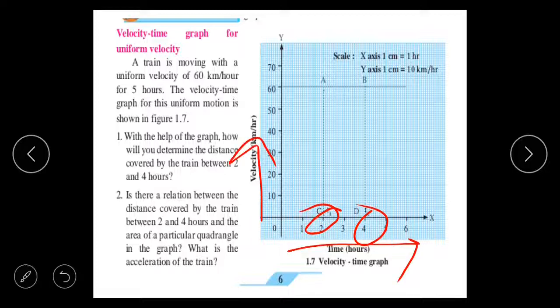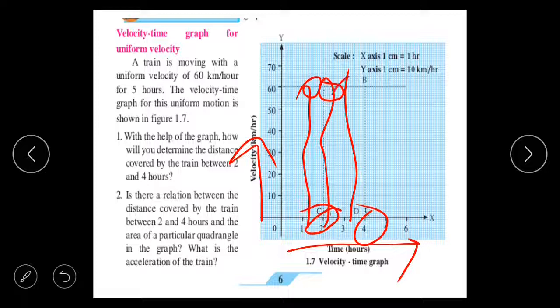So initially if you observe, at the first hour it is 60 km/h, and at the second hour it is again 60 km/h, and at the third hour, it is not second actually, the time is in hours, so third hour again 60 km/h. So the graph is a straight line like this. Okay, so this is about the graph.